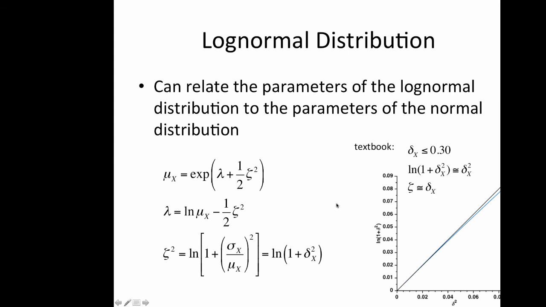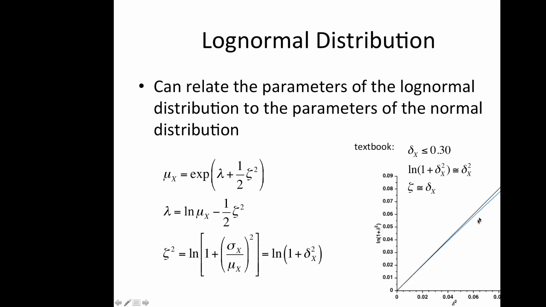Your textbook also discusses a simplification. They say that when the coefficient of variation delta x is less than or equal to 0.3, then we can make the approximation that the natural log of 1 plus delta x squared is approximately equal to delta x squared. And therefore, because zeta squared is the natural log of 1 plus delta x squared, zeta is approximately equal to the coefficient of variation in this case. What I've done here is make a quick plot of the natural log of 1 plus delta squared versus delta squared.